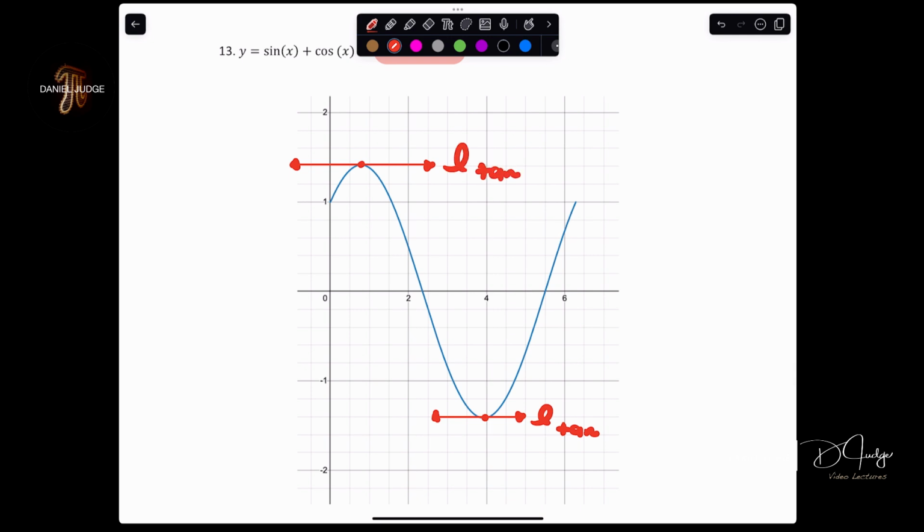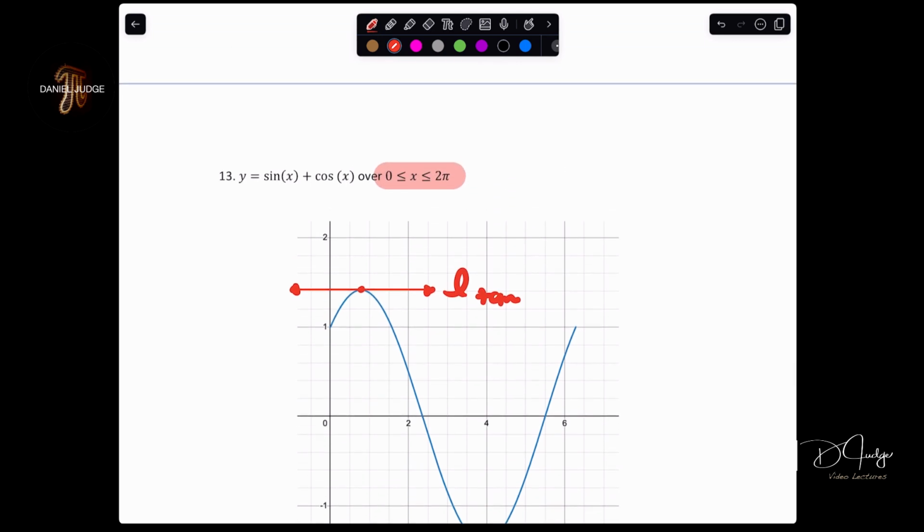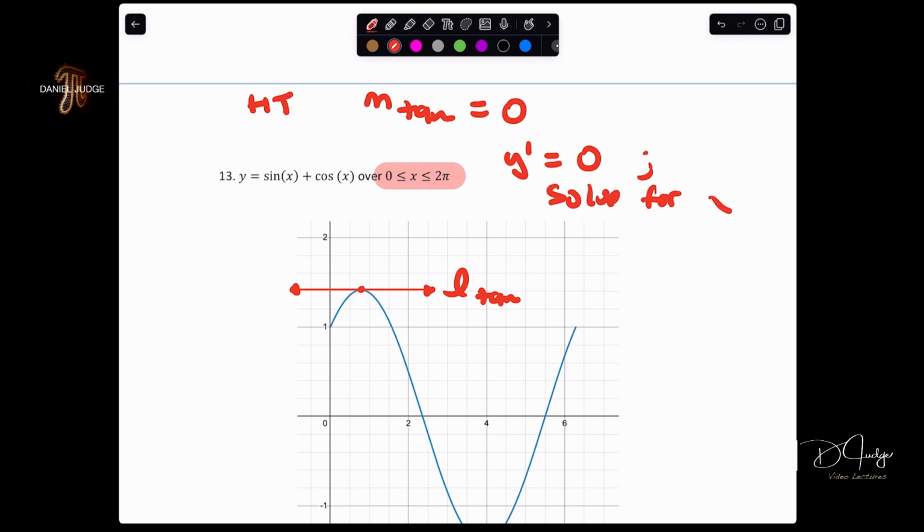Now, on a test, don't just do this. Some people do. You do the analysis, meaning if you have a horizontal tangent, let's write that down. The slope of the tangent line is 0. That's what happens with every horizontal line. That means the first derivative equals 0, and we solve for x. So take the derivative of the function, and what you do is solve for x.